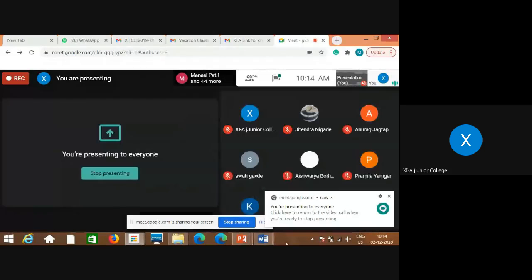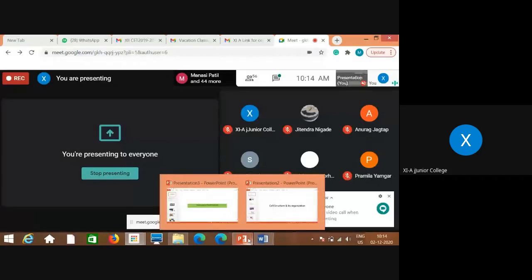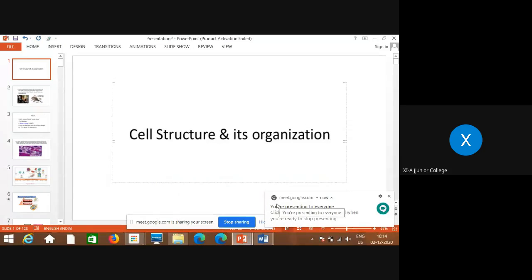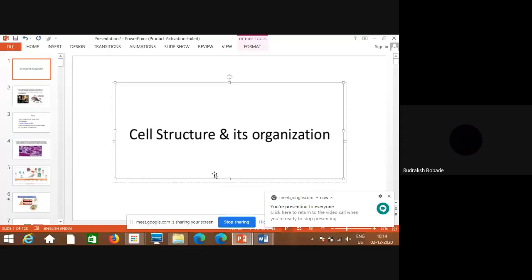Okay. Now you can see you are presenting, right? Just let me know whether you can see this name of the chapter. Unmute yourself. Can you see cell structure and its organization? Yes, ma'am. Okay. Yes, yes.